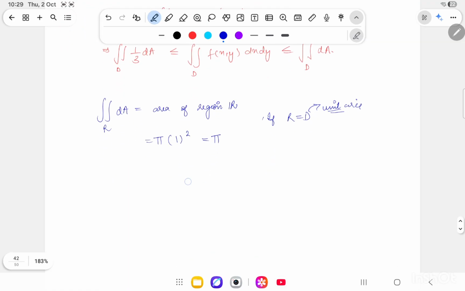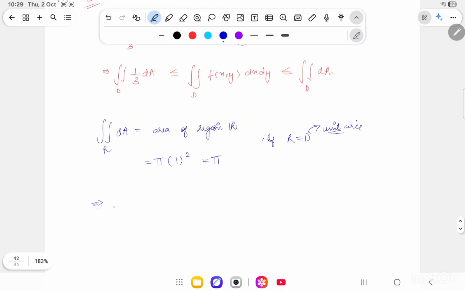So let's plug the value into the above inequality. That gives us 1 by 3 into pi less than or equal to the integration over D of 1 divided by under root of x square plus (y minus 2) square dx dy, less than or equal to pi, and that's what we are supposed to prove in this question. So let's move on to the next question.